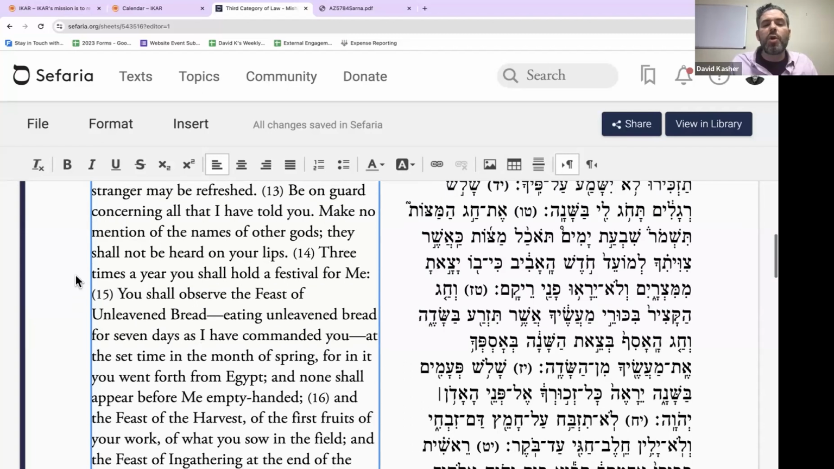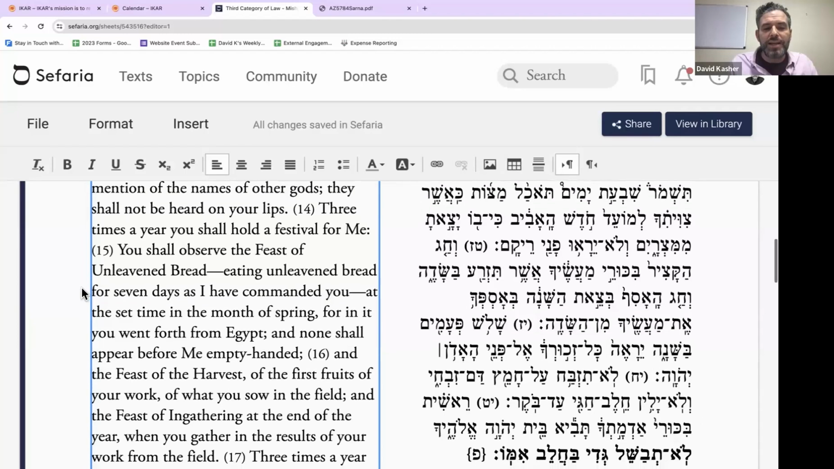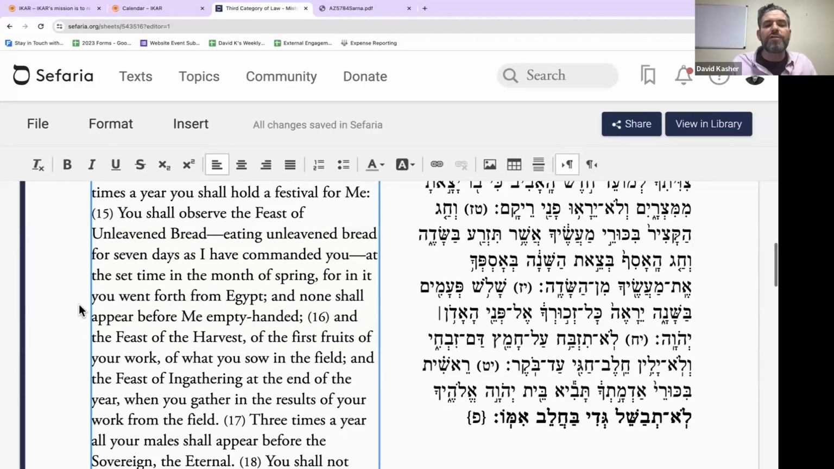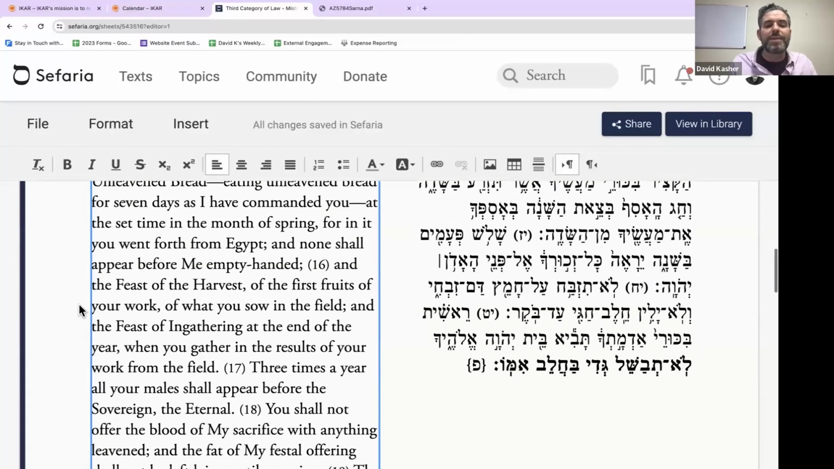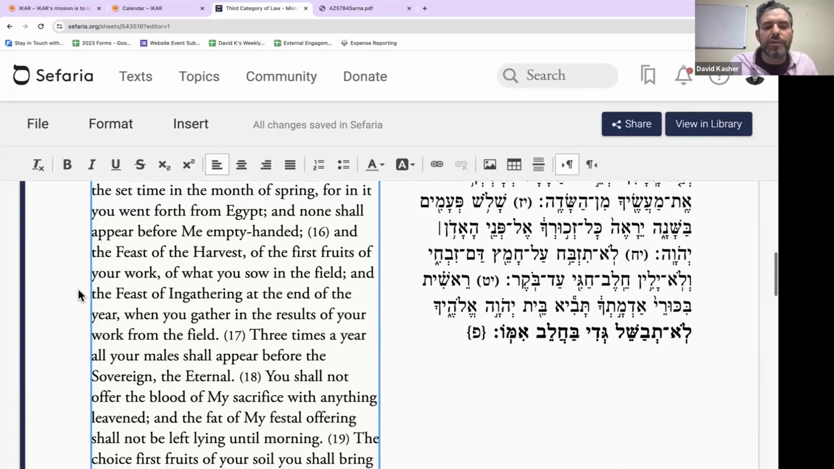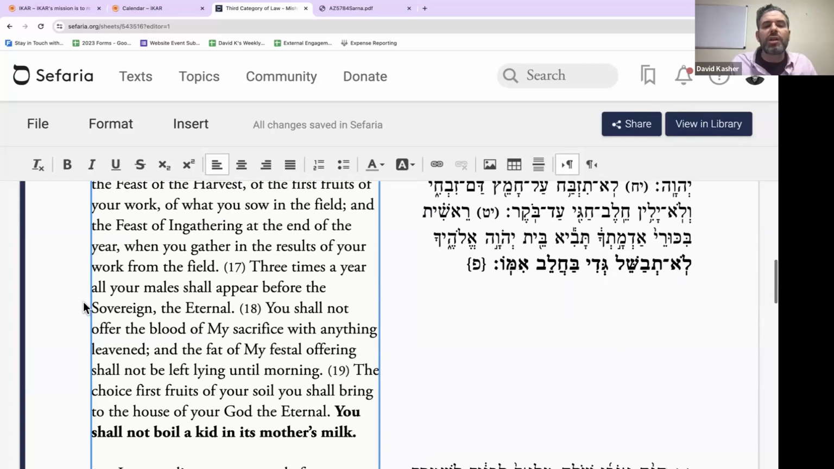Three times a year you shall hold a festival for me. You shall observe the feast of matzah, of unleavened bread, eating unleavened bread for seven days, as I have commanded you. In the set time, in the month of spring, for in it you went forth from Egypt, and none of you shall appear before me empty-handed. And the feast of the harvest, of the first fruits of your work, of what you sow in the field, and the feast of ingathering. Those are three festivals. At the end of the year, when you gather in the results of your work from the field, three times a year, all your males shall appear before their sovereign, the Eternal. You shall not offer the blood.